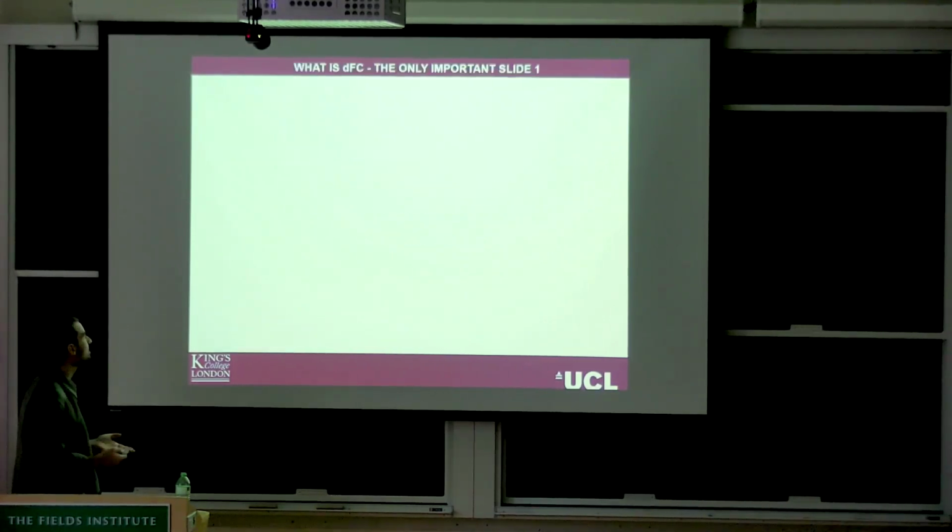So good news, we have two important slides, this one and the next one. Then all the rest is just going from these two key concepts. So you just have to be attentive now. What is dynamic functional connectivity and why is it an interesting tool to understand brain dynamics?